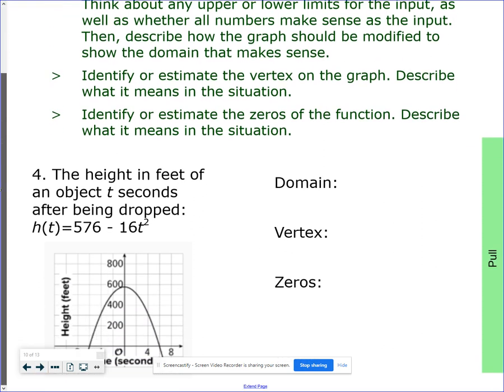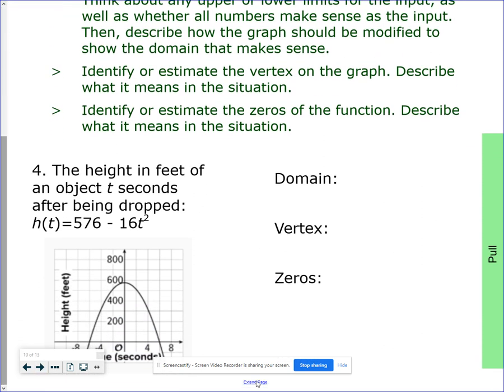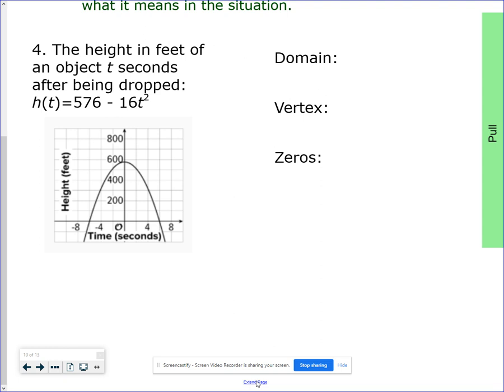One more of these. So this is talking about the height of an object now. And again, this is not the path that it's following. This is just the height that we're talking about. And this one again is talking about time. So I do not even want to consider this part of my graph. It doesn't make any sense to have negative time.